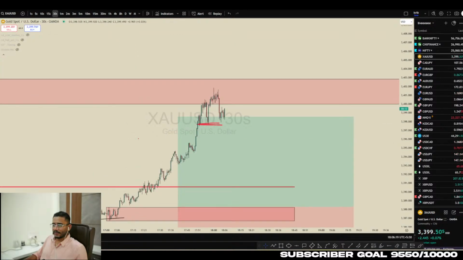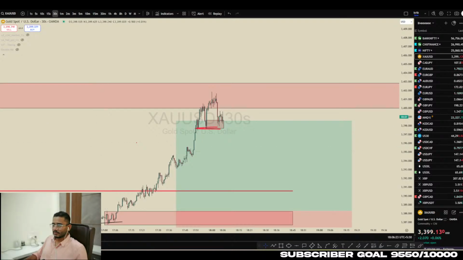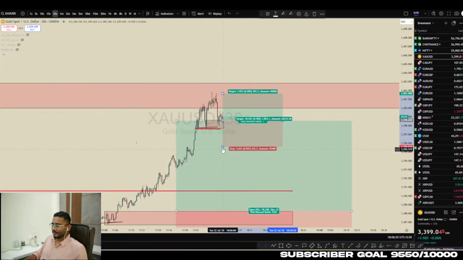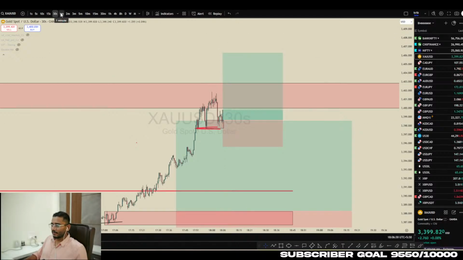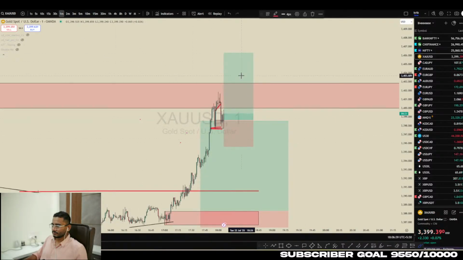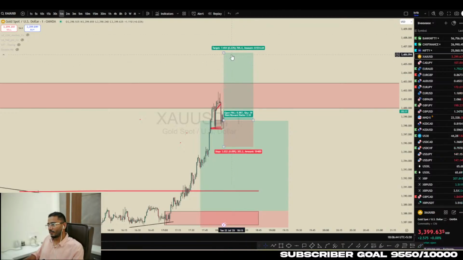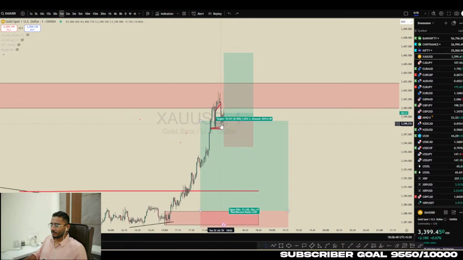But on 30 minutes, we can see there is an order block over here. So we can look for a buy side setup here right now, but the probability will be lower here. A lot of times this works also. Like price reacts from this order block, creating a breaker block setup, and then it continues higher.